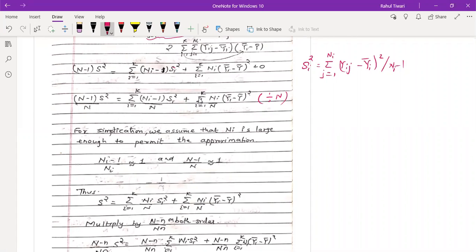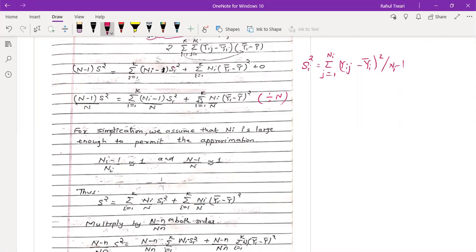So if this quantity is equal to 1, what about this quantity? Can I say it is Ni upon n? Right? So this quantity is 1, because n minus 1 upon n is 1. Correct? And what about this quantity Ni minus n?